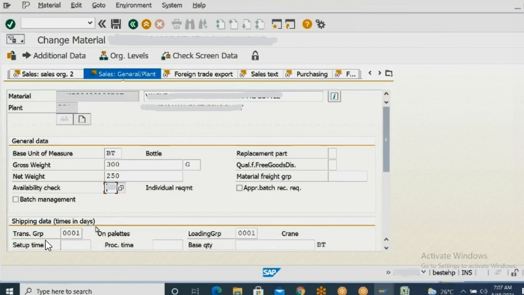Next here we have transportation group. This field is one of the parameters to determine route in the sales document. And next we have loading group. This field is one of the parameters to determine shipping point in the sales document. We know shipping point is determined based on shipping conditions, loading group, and plant. Here this loading group is one of the parameters.